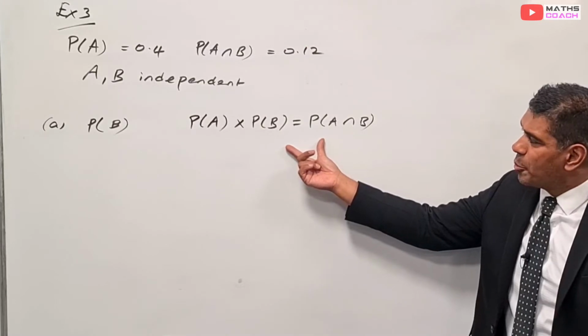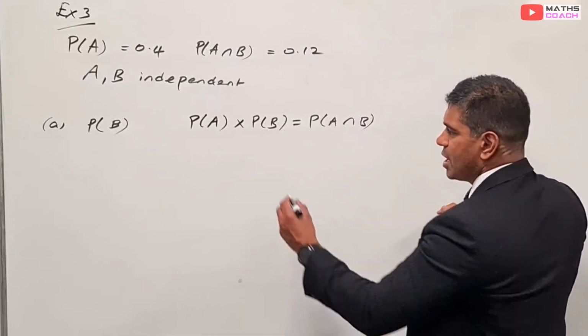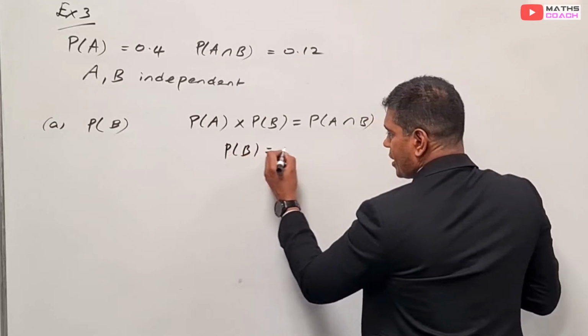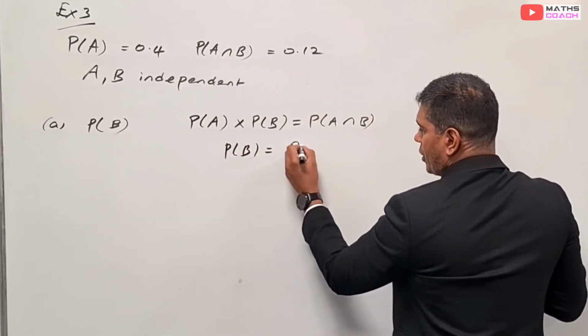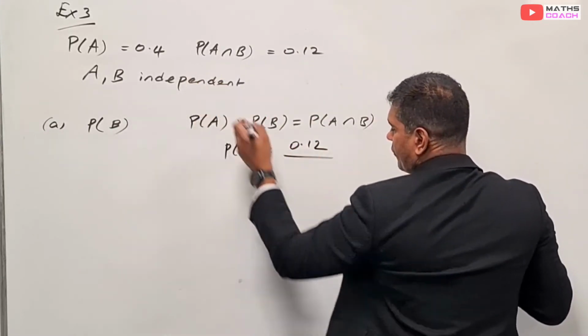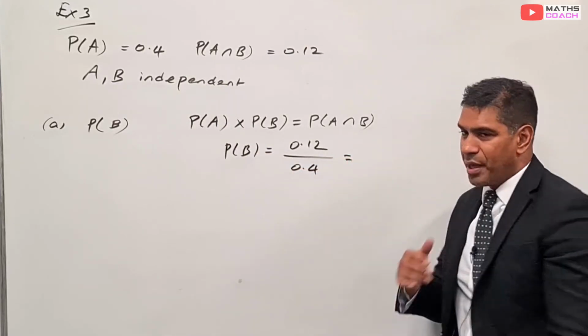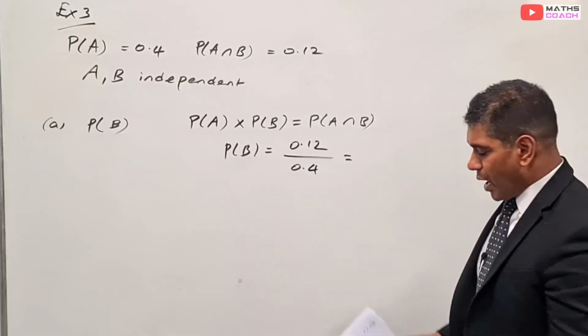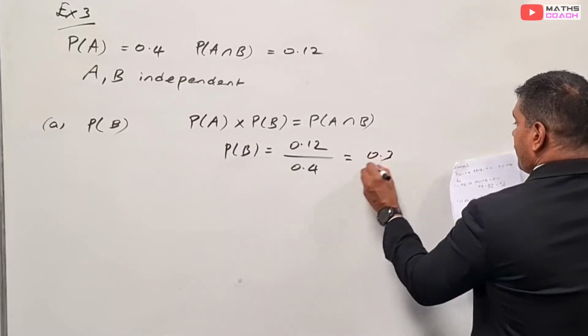Now, all it is is a little bit of rearranging, making B the subject. So to get B the subject, we are going to take probability of A and B, which is 0.12, and then divide it by probability of A, which is 0.4. And then you'd work that out on the calculator, and you would get 0.3.